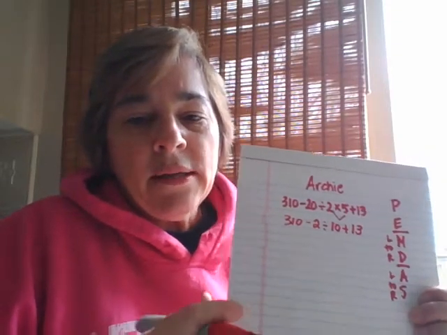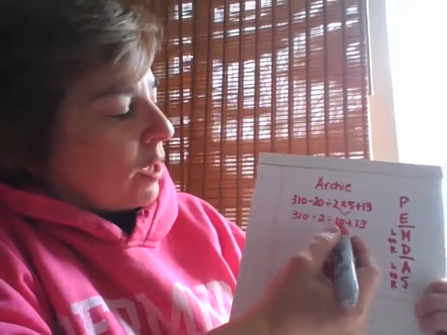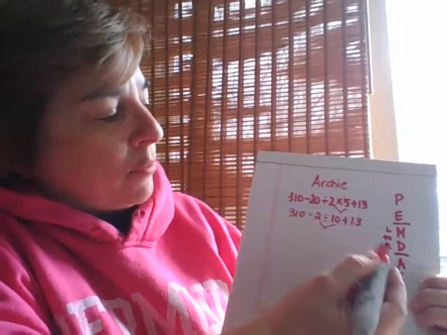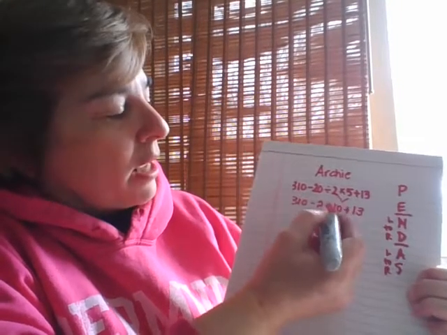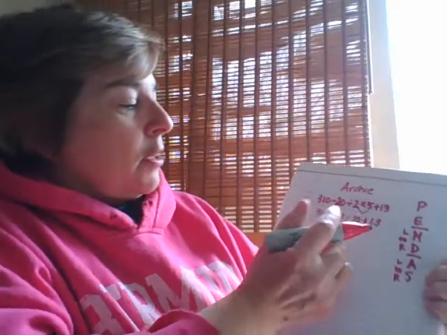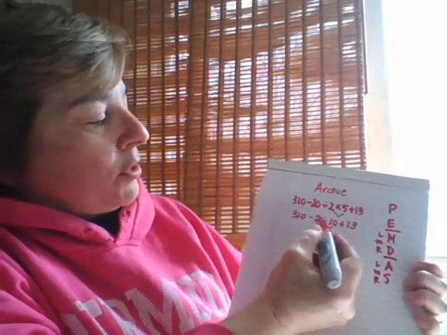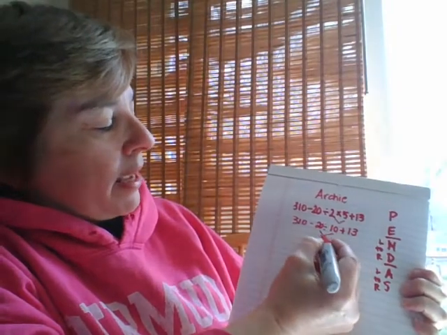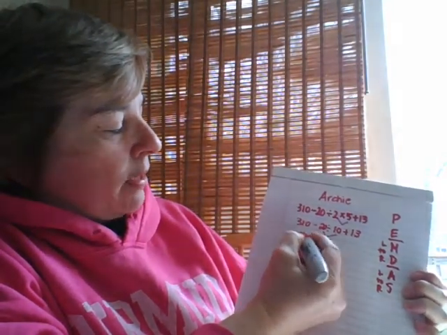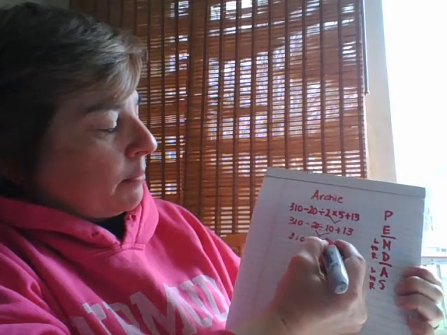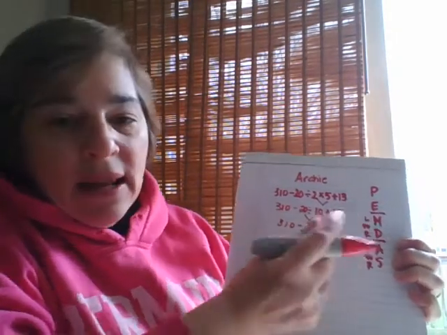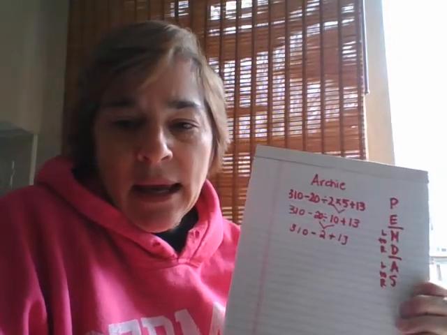So what he does is he goes ahead and he says, okay, so I'm going to divide now, because that's MD, and I'm going to divide. And so he does 20 divided by 10 is 2. And then he brings down 310 minus plus 13. And then he makes that same mistake.